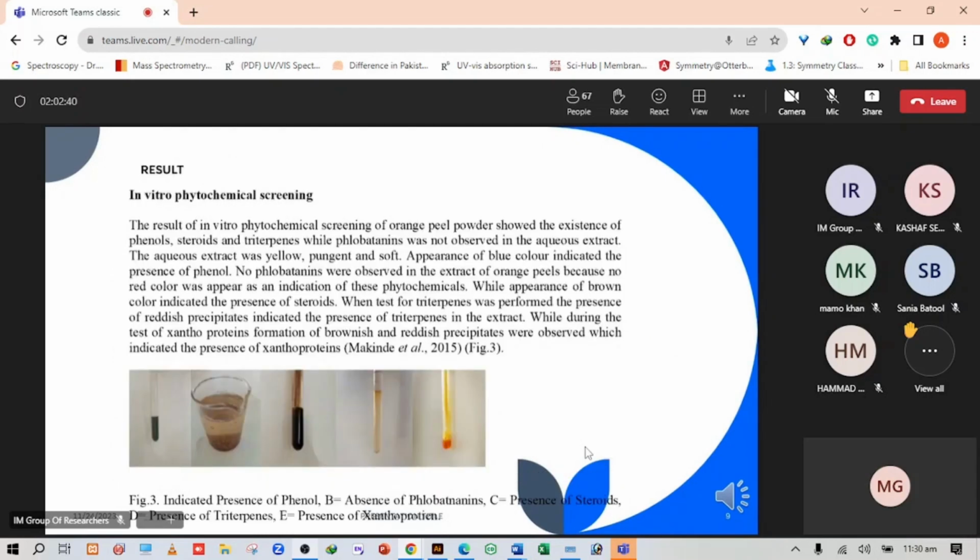Here are some results of the phytochemical screening, showing the presence and absence of the different bioactive compounds, with different colors indicating their presence or absence. The phenol was present, while the phlobatannins were absent, and the steroids were present, triterpenes were present, and the xanthoproteins were also present in the samples of the peel powder.